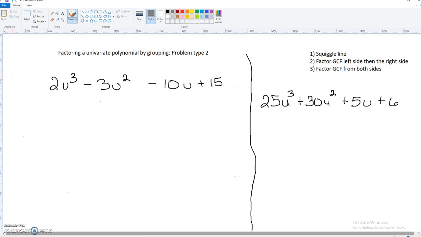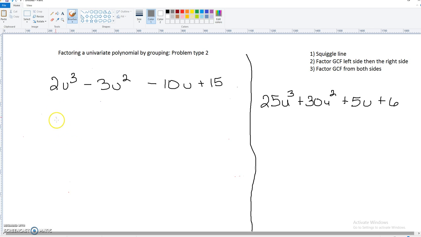Factoring a univariate polynomial by grouping, problem type 2. First thing that I want to point out is that I've got our steps off to the side. And as you can see, the first step is a squiggle line. We'll get into that in a second, because I am not crazy. The second step is factor the GCF from the left side and then from the right side. And the last step will be to factor the GCF from both sides.